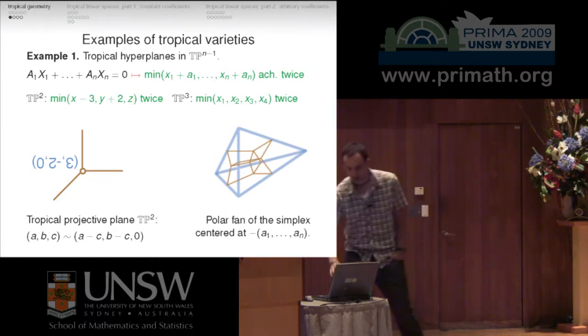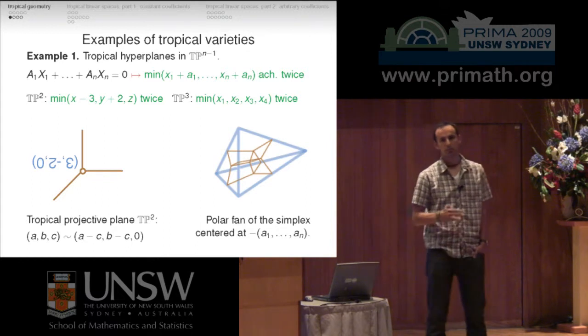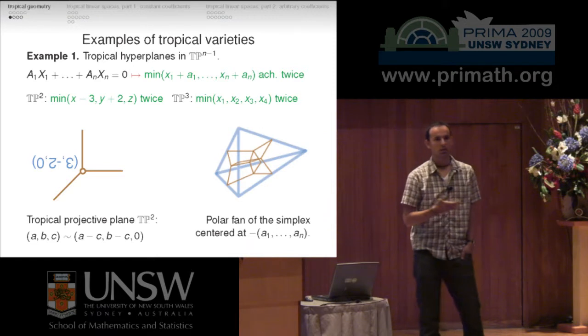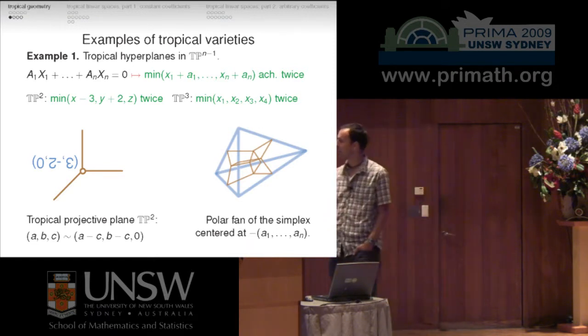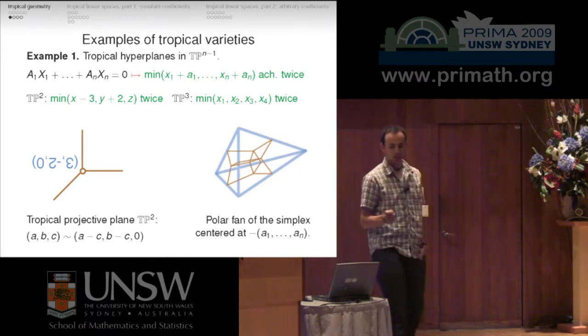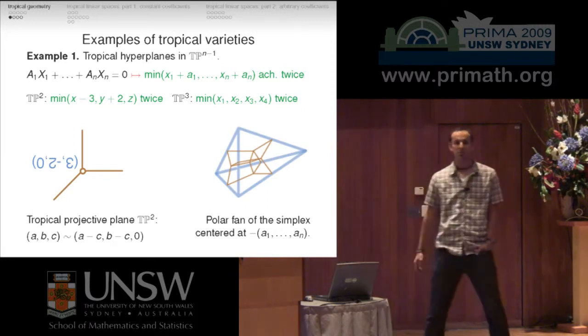Now I should say that these are all projective pictures. If I add a constant to all the variables, nothing is going to happen. I'm going to stay in the variety. So I'm identifying the point A, B, C with the point A minus C, B minus C, 0. I'm just assuming that the last coordinate is 0. And then, for example, this ray is where x minus 3 is equal to y plus 2 and is less than 0. So that's what it looks like, and those are the three pieces of the tropical variety.